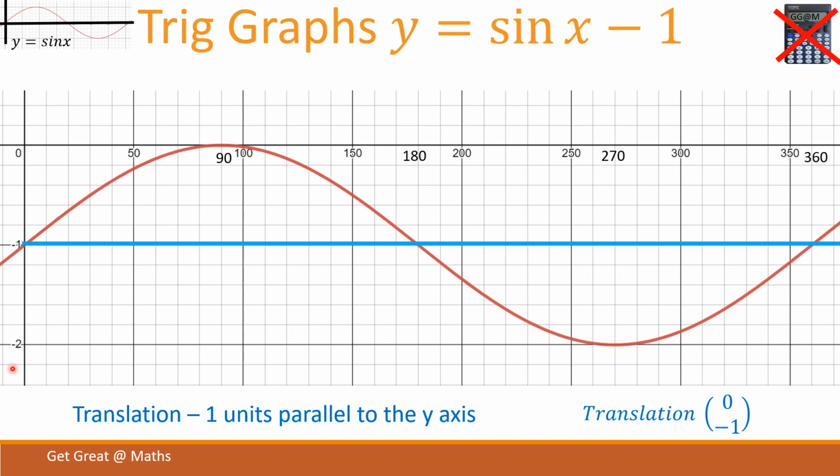Now you would get 2, possibly 3 marks for this in the exam for being able to explain that there's a translation, how many units it is and what axis it is in, to give you the 3 marks or the 2 marks depending on what the question states.